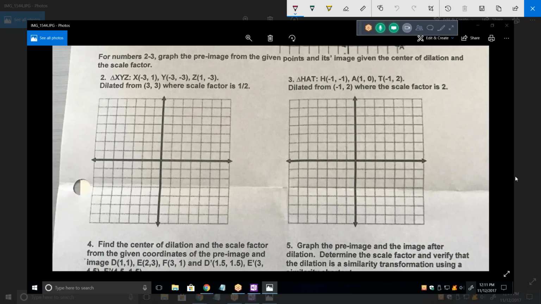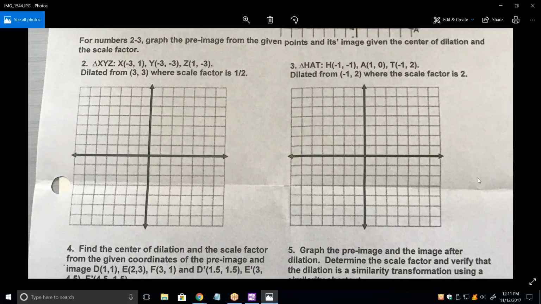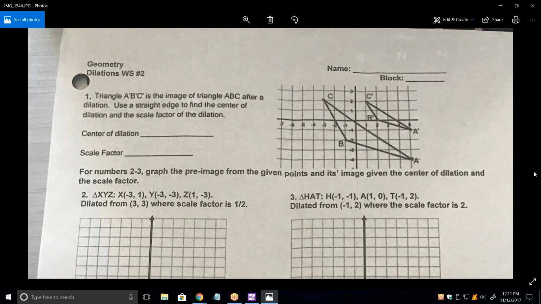Graph the pre-image and its image given the center of dilation and scale factor. Let's go back. When we had this, now I'm becoming more confident of my answer.